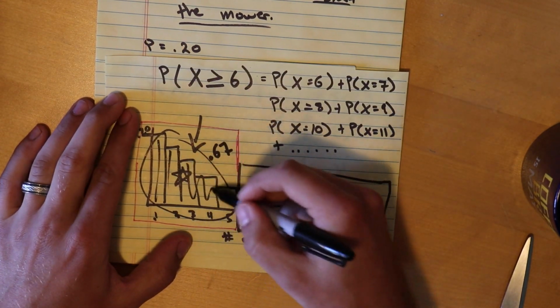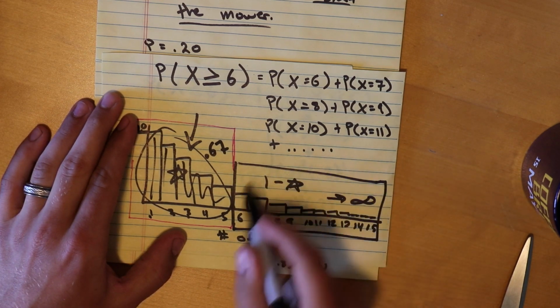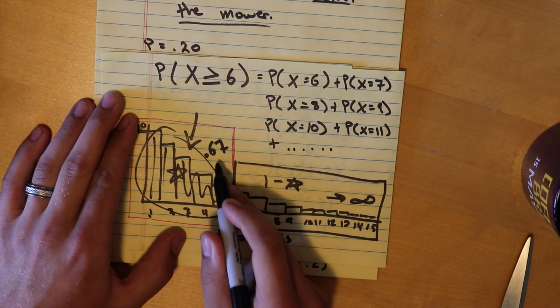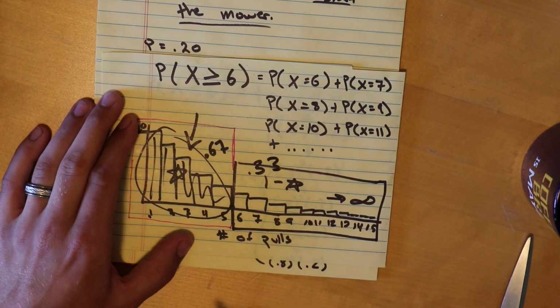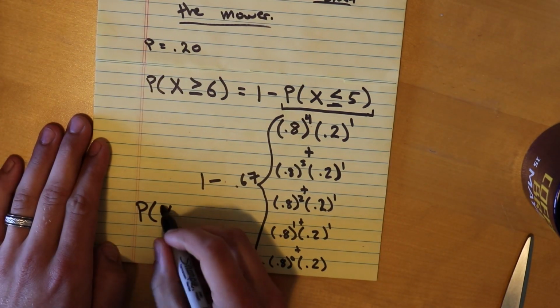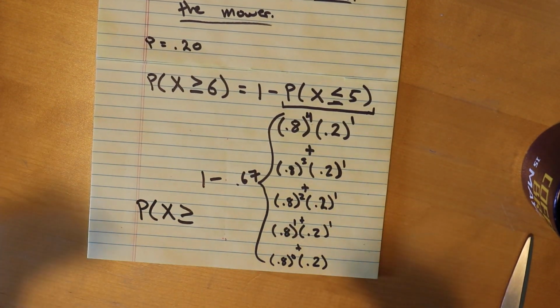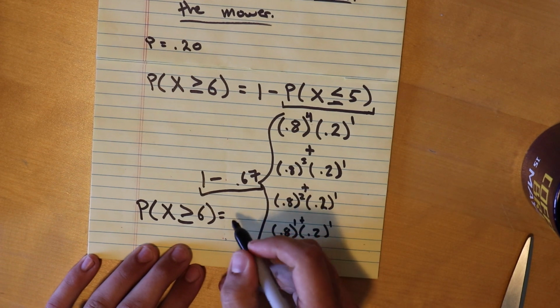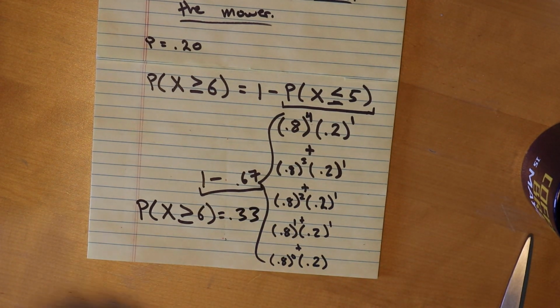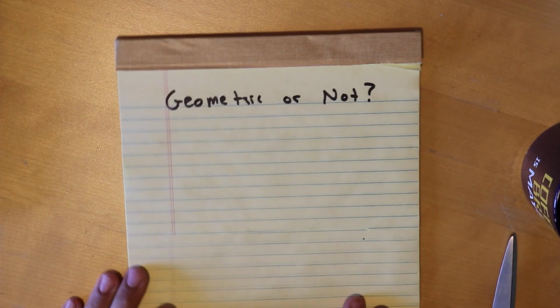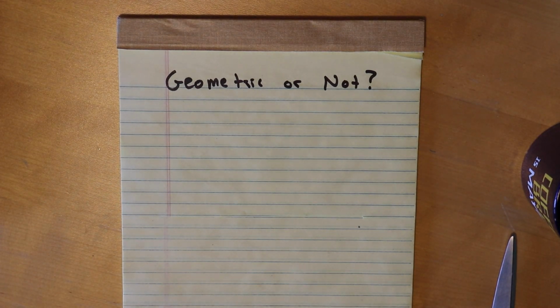When I add up all of these, this area here, the probability of at least 6, is the complement of 67%, or 33%. The probability it would take at least 6 pulls if I assume the true probability is 20% is equal to 1 minus 67%, which is about a 33% chance. And that kind of makes sense, because if the probability of success is 20%, that is 1 out of 5. So the odds that it would take at least 6 should be more than 20%, because 6 is certainly more than 5. Let's look at a few examples of just identifying if it's geometric or not.